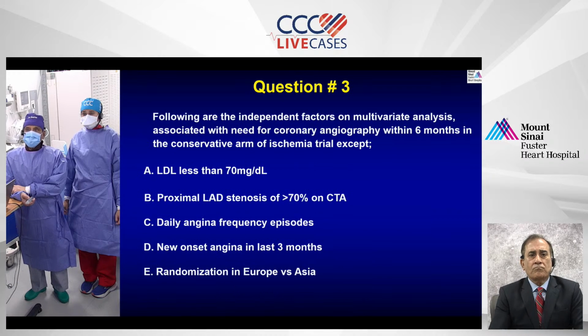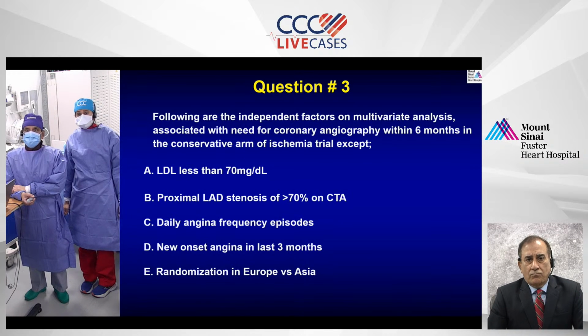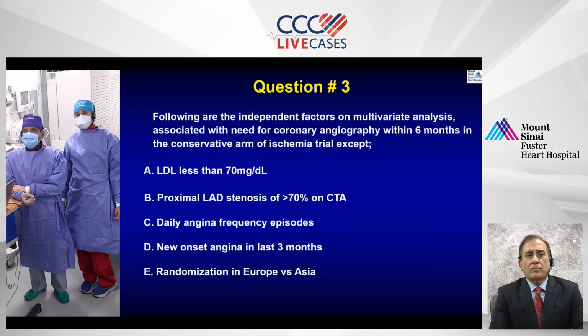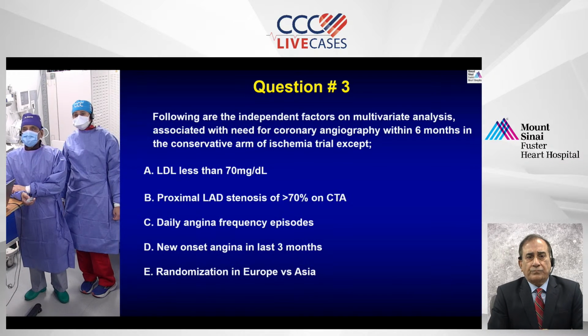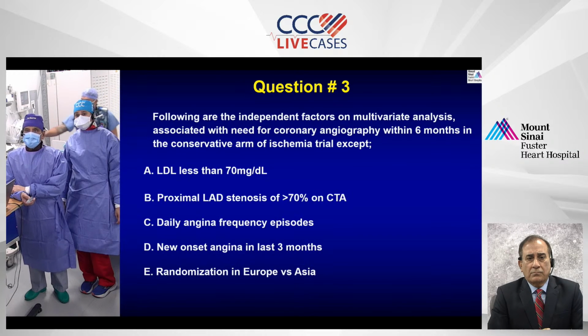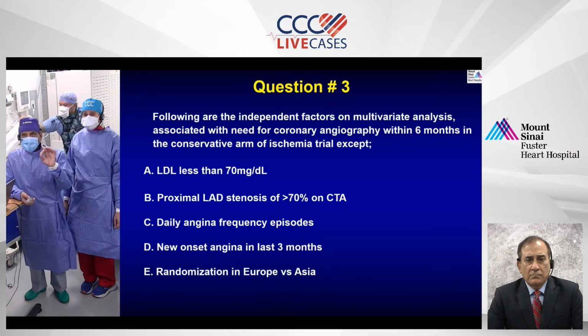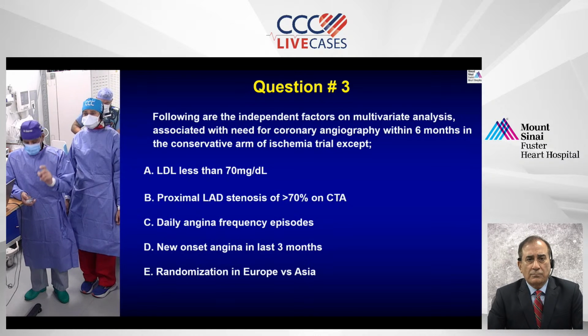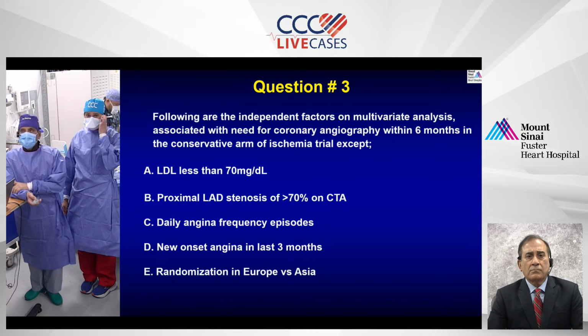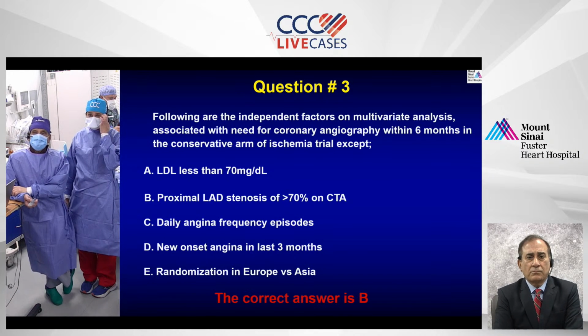Last question. The following are independent factors on multivariate analysis associated with the need for coronary angiography within 6 months in the conservative arm of the ISCHEMIA trial, except: LDL less than 70, proximal LAD stenosis of more than 70 on CTA, daily angina frequency, new onset angina in the last 3 months, and randomization Europe versus Asia. Answer is, even the proximal LAD did not ask for, or the patient did not require coronary angiography, so B.